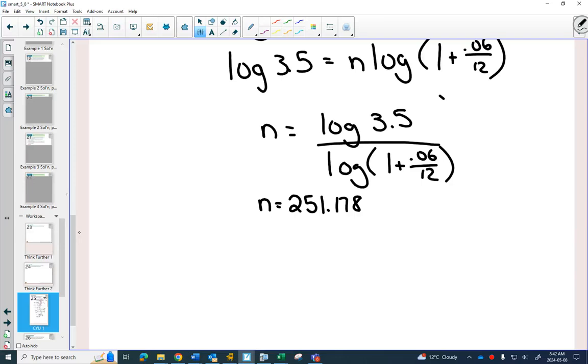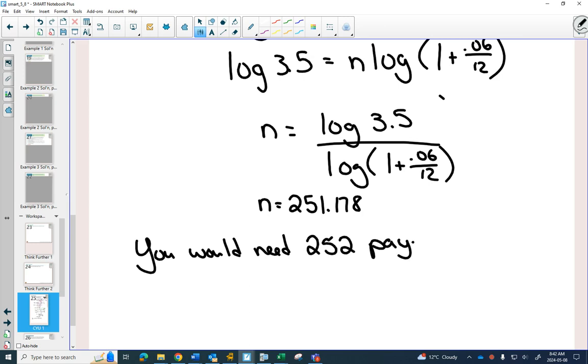So sometimes with questions like this the rounding is different. If I want to get $100,000, 251 isn't enough. We can only make full payments, so you'd have to go to your 252nd payment.